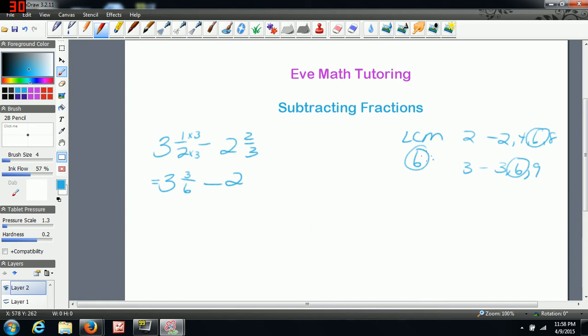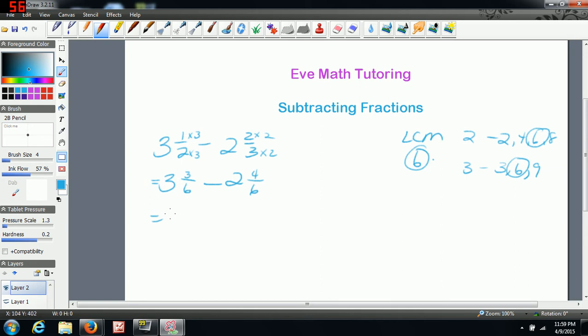Over here, I want the lowest common multiple to be 6, so if I multiply this by 2, whatever I do to the bottom, I do to the top. 4 over 6. Now at this point, the denominators are the same, so we can go ahead and subtract the fractions. However, in this case, we notice that 3 is actually smaller than 4, so I can't subtract 4 from 3.